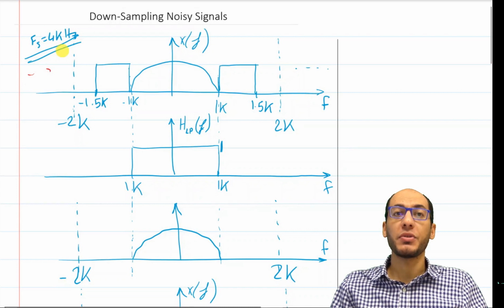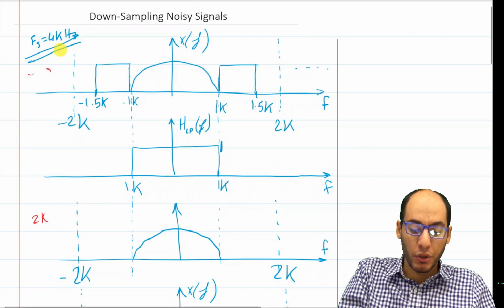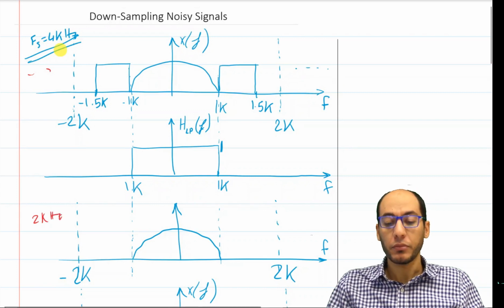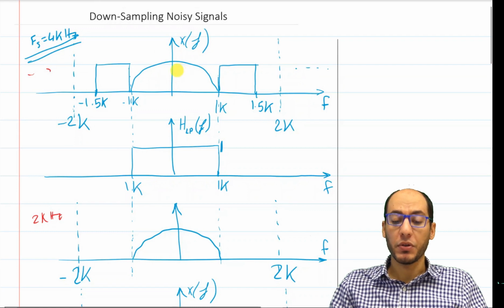And I'd like to reduce the sampling frequency from 4 kilohertz to 2 kilohertz. So let's first see what the signal is. Actually, this is the signal, but this is the noise. And the noise is between 1 kilohertz and 1.5 kilohertz, and the signal is band limited to 1 kilohertz.